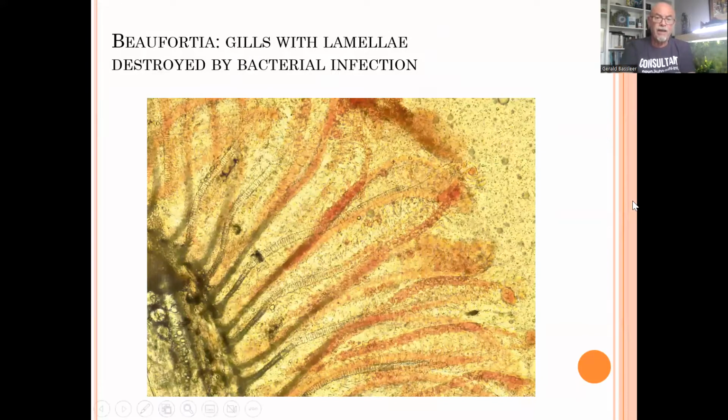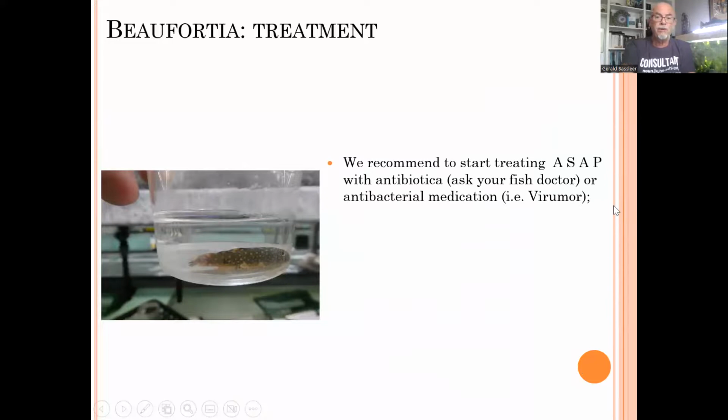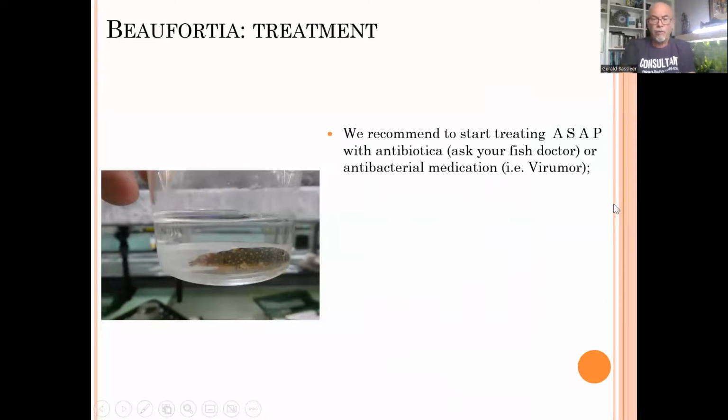Also, the gills are badly affected. You see a lot of lamellae here are completely devoured, rotten away. So that is an advanced bacterial infection, also causing this kind of branchiomonas or gill damage. So the treatment is, well, we recommend that you start treating as soon as possible with an antibiotic that you have to ask your fish doctor which is appropriate.